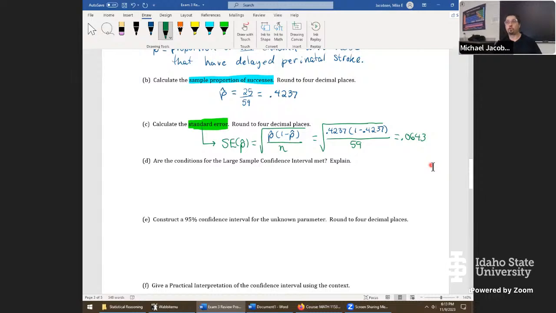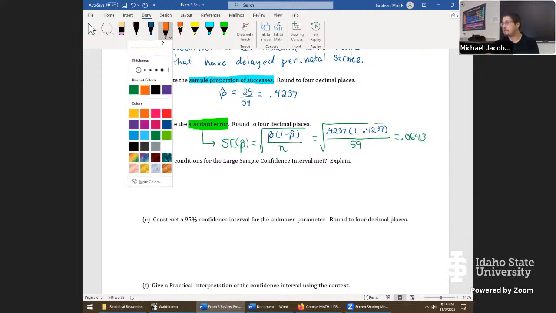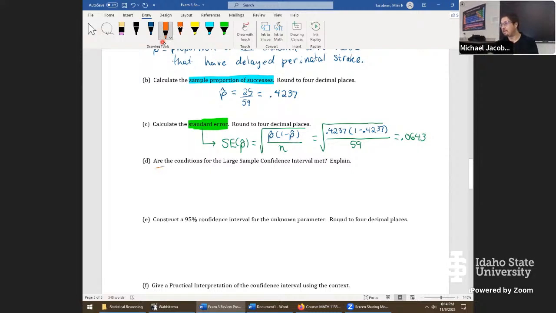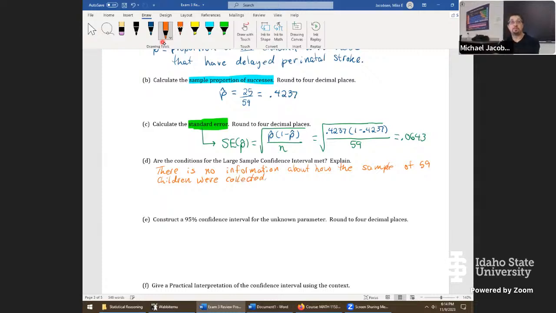Like you mentioned before, I'm not going to worry too much about randomization. Many of the problems we've looked at don't even mention it at all. If you wanted to, for the sake of making sure you looked at that condition, you can say there is no information about how the sample of 59 children were collected. We hope it was a random sample. Even better, a simple random sample is the gold standard for this.